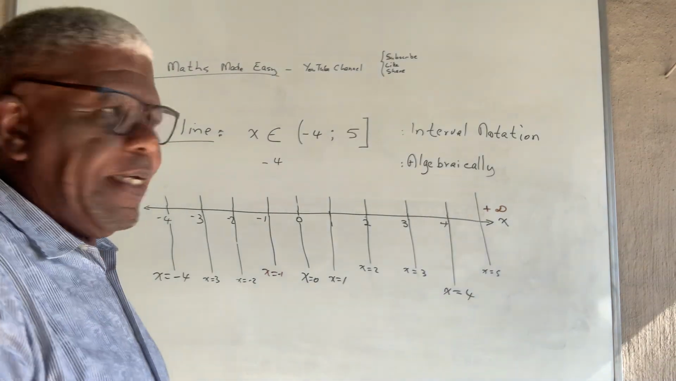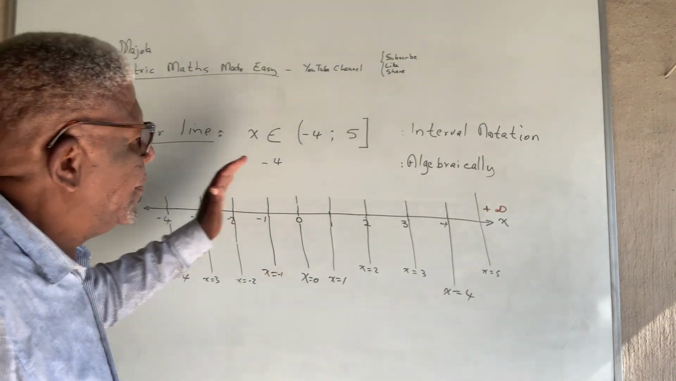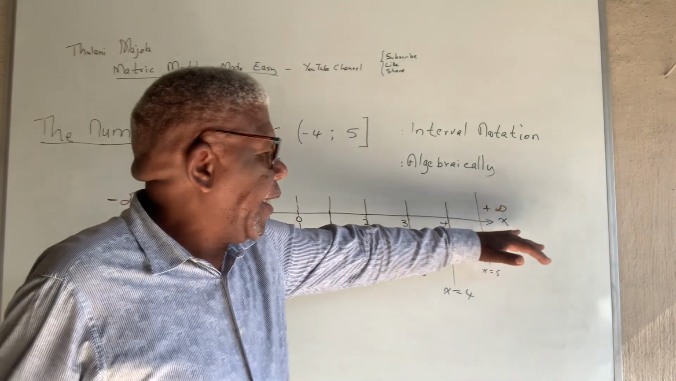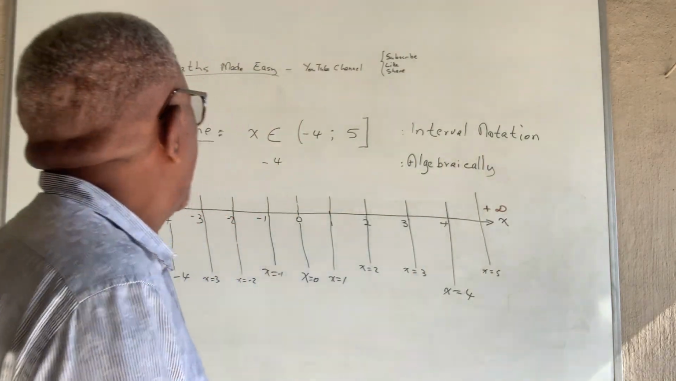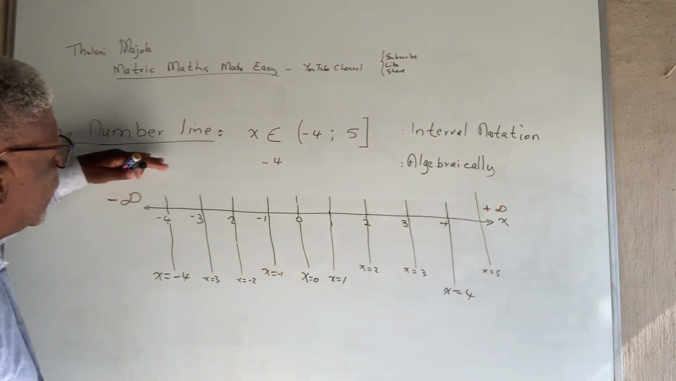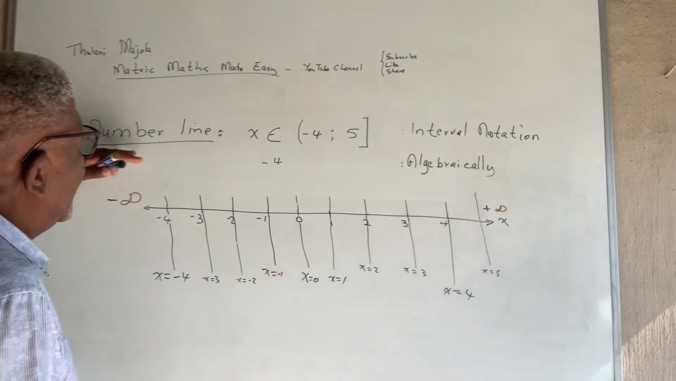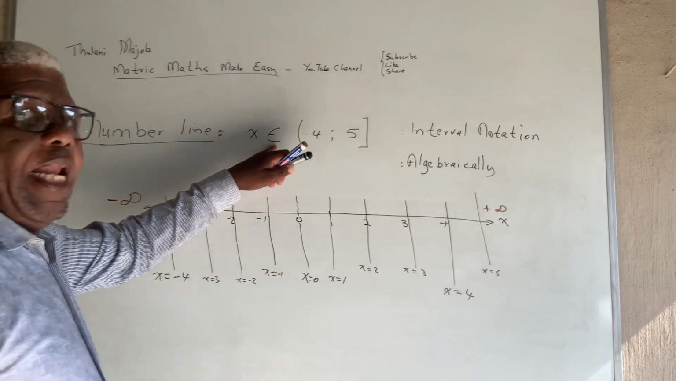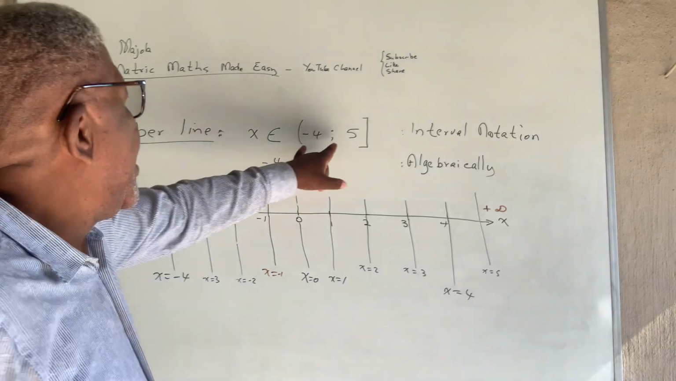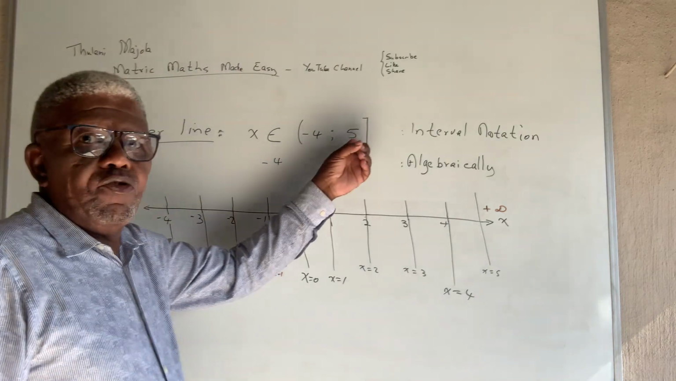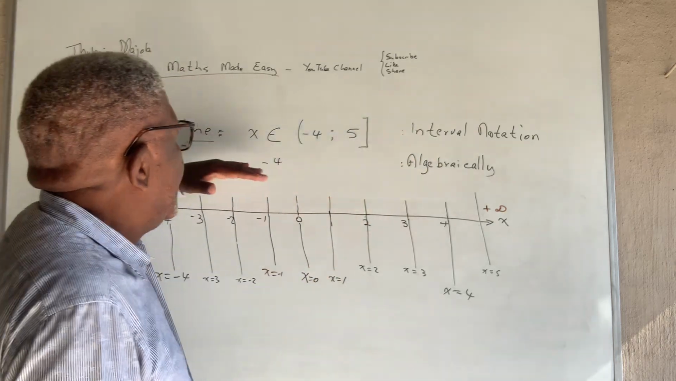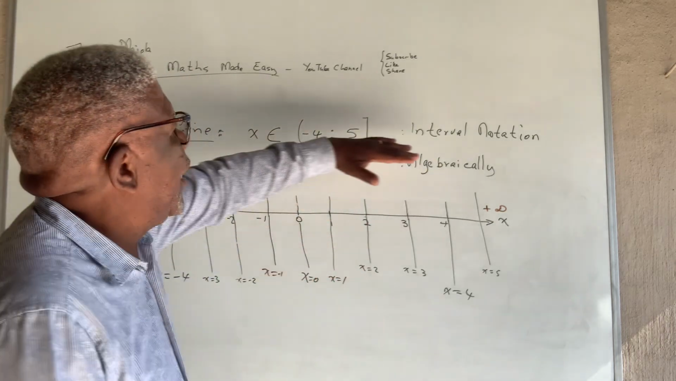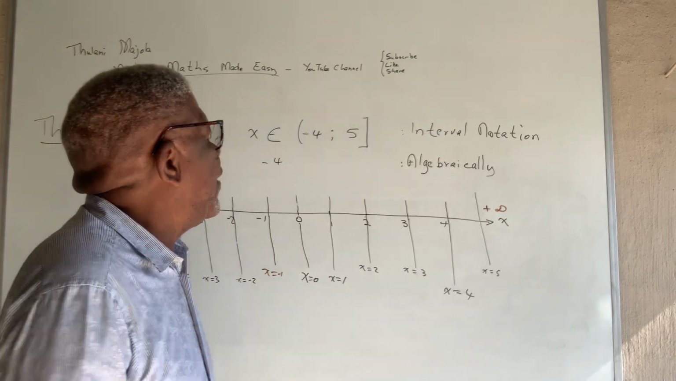Dealing with algebra now. Say we're using x, because x represents all the real numbers. Now say we're supposed to represent x as an element of (-4, 5], on the number line. This is how we write it in interval notation.